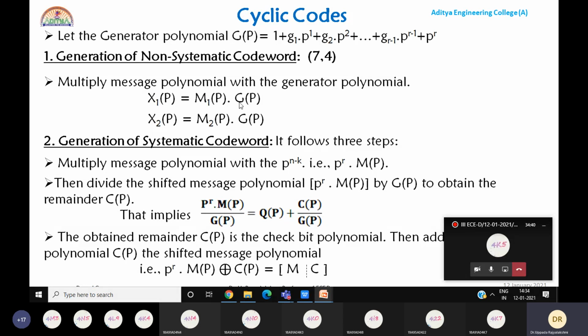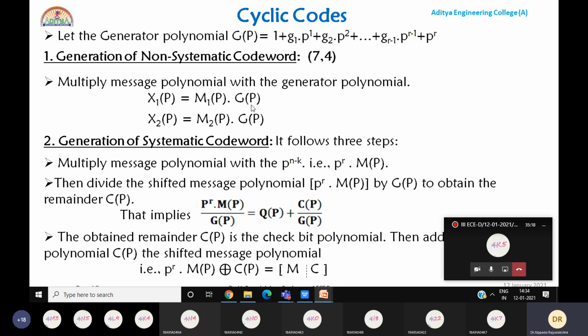So, the message polynomial is multiplied by the generator polynomial. What is g of p? In the examination, g of p will be given to you. The message polynomial multiplied by the generator polynomial provides you the code word using the non-systematic procedure. So what is x of p? M of p into g of p.